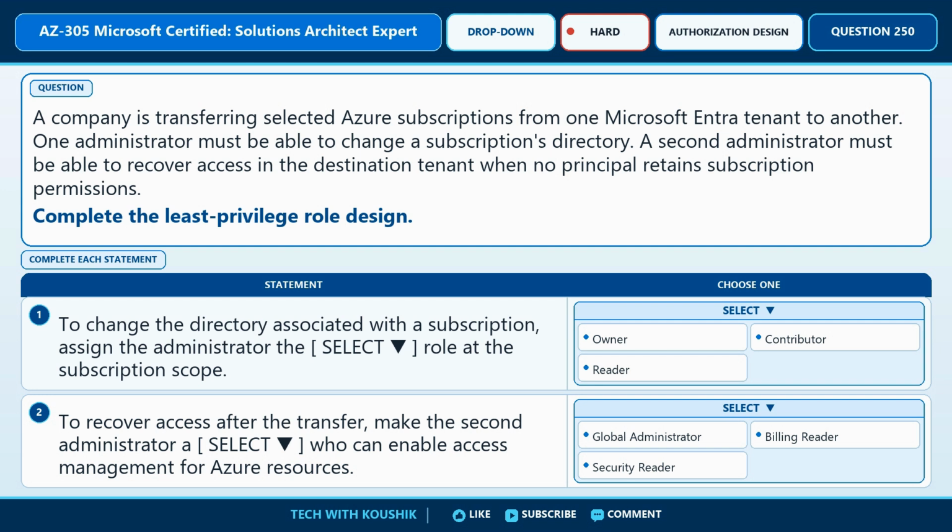For the first statement, to change the directory associated with a subscription, assign the administrator the blank role at the subscription scope. The options for this statement are owner, contributor, or reader. For the second statement, to recover access after the transfer, make the second administrator the blank who can enable access management for Azure resources. The options for this statement are global administrator, billing reader, or security reader.